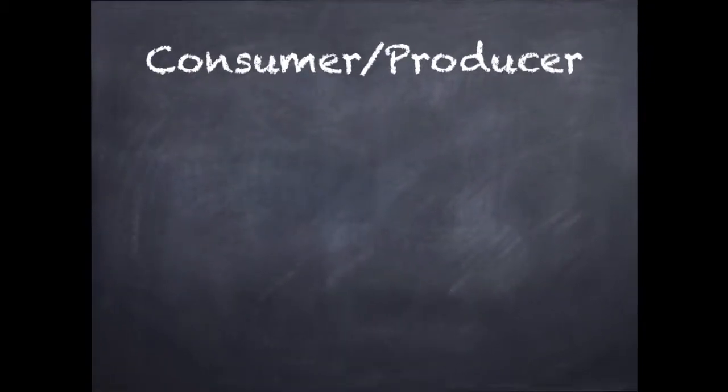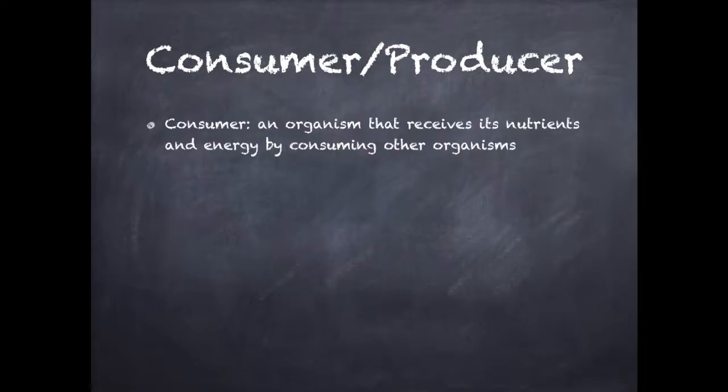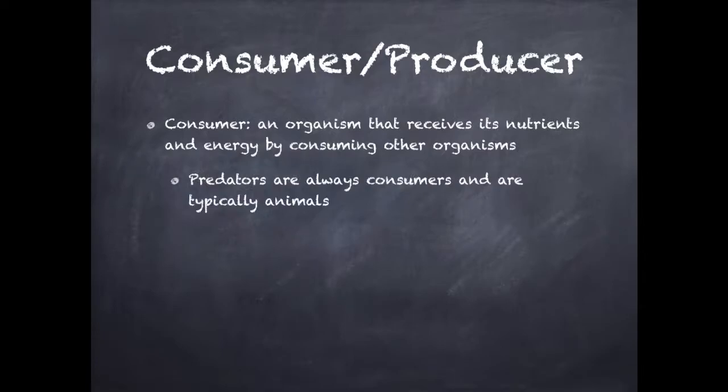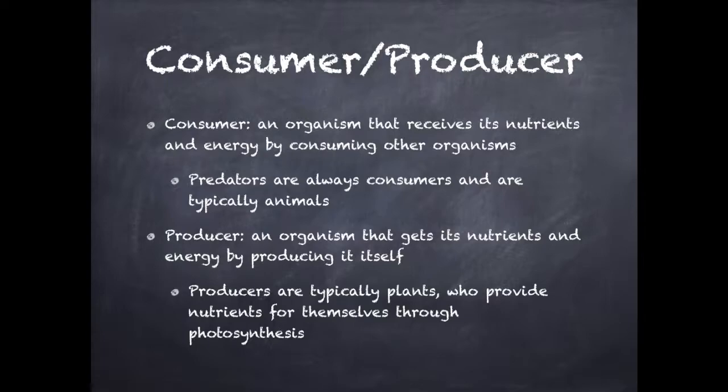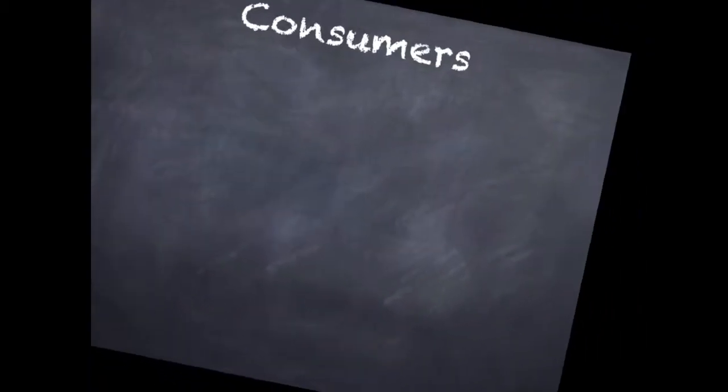Now let's move on into our next type of relationship, which is consumer and producer relationship. A consumer is an organism that receives its nutrients and energy by consuming other organisms. Predators are always consumers and are typically animals. A producer is an organism that gets its nutrients and energy by producing it itself. Producers are typically plants who provide nutrients for themselves through photosynthesis.